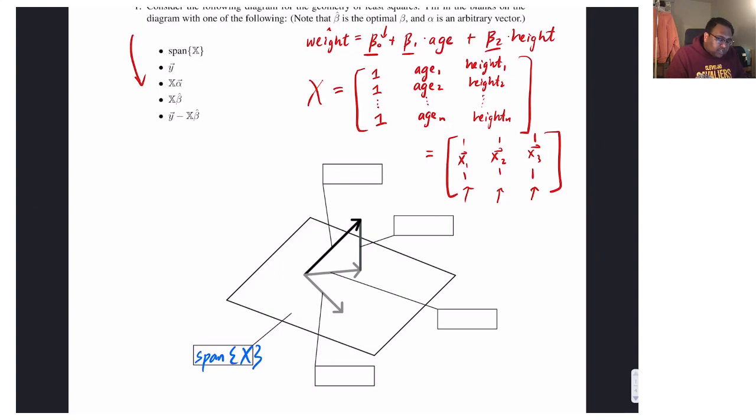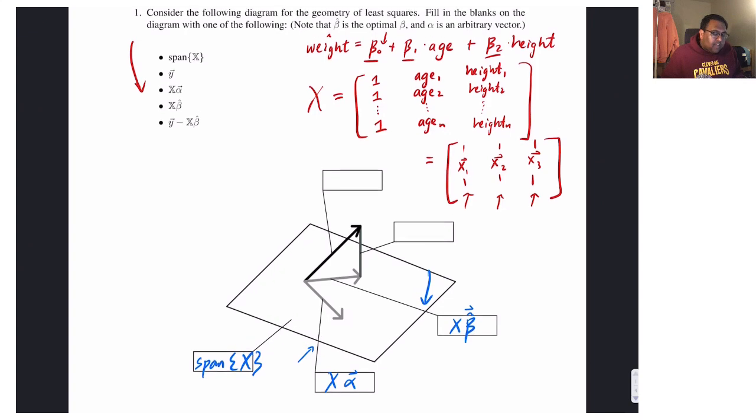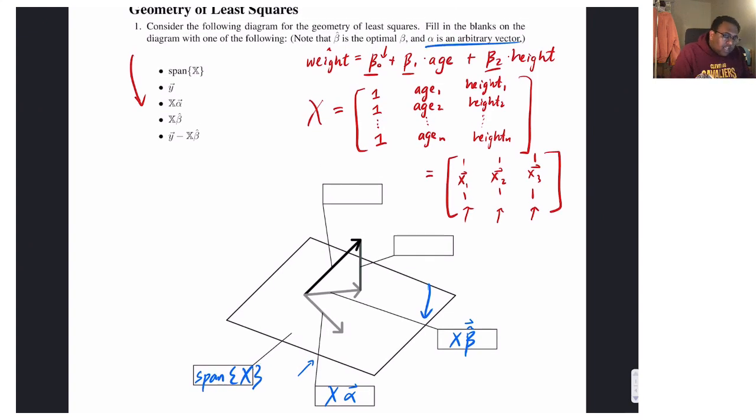Okay, and so we know that we have 2 vectors in the span of x down here. So one of them has to be x times alpha, and one of them has to be x times beta hat. Okay, and so it turns out this one over here is x times alpha, and this one over here is x times beta hat. And there really should be an arrow on top of beta hat, but sometimes you drop it because it gets annoying to write. And so the reason that this specific one over here is x times beta hat, whereas this one over here is x alpha, is because we know from the question that alpha is just some arbitrary vector, whereas beta hat is the optimal value of beta.